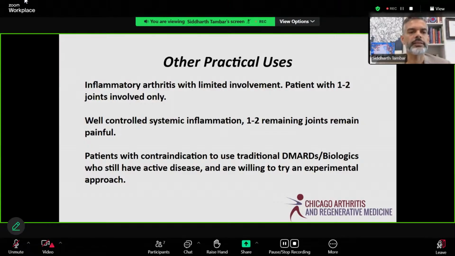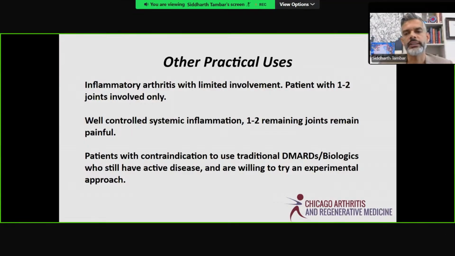Another possible practical use would be in patients who have a contraindication to utilizing traditional medications that we utilize for inflammatory arthritis. And those are patients who have still active disease, but they can't take traditional medications. And we need to take a more creative, even experimental approach, then regenerative medicine still remains a really good option.